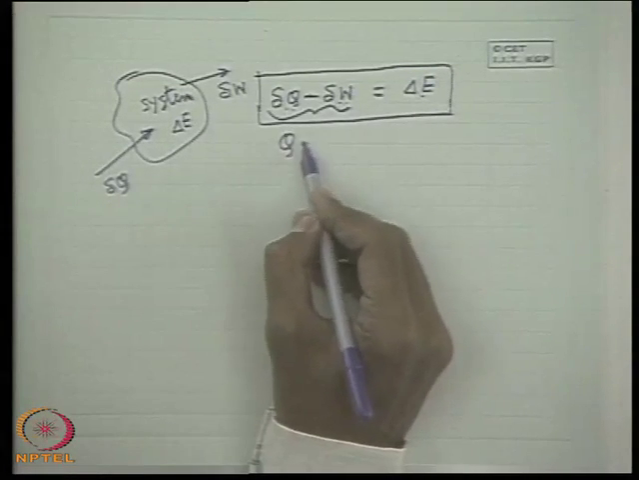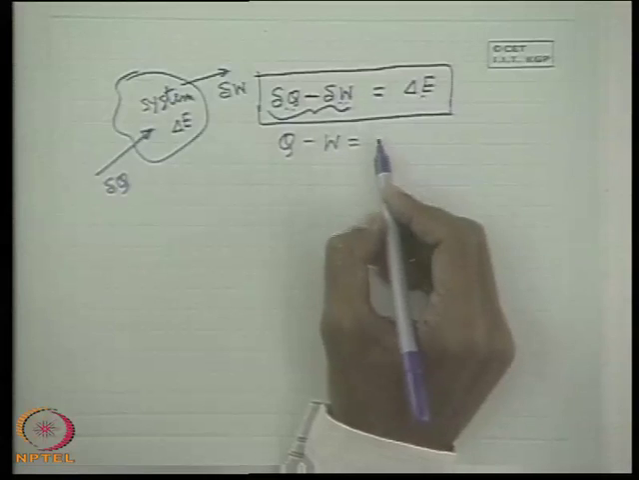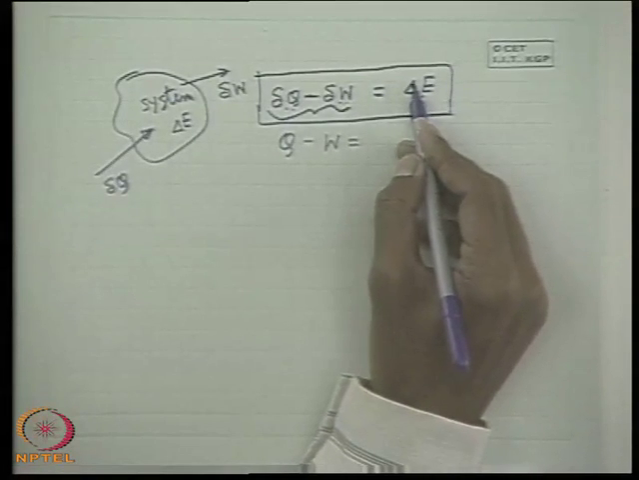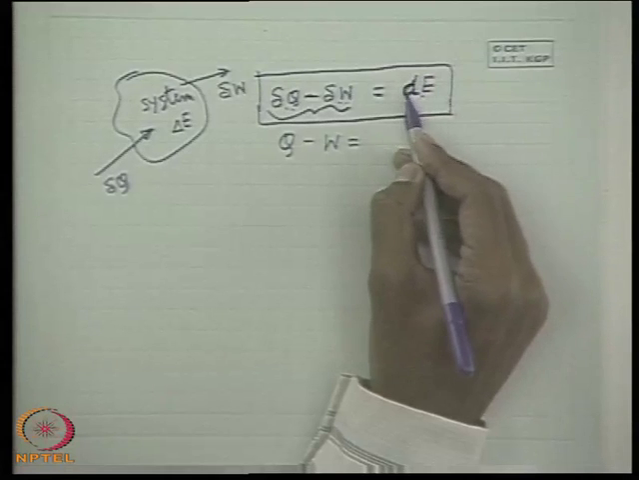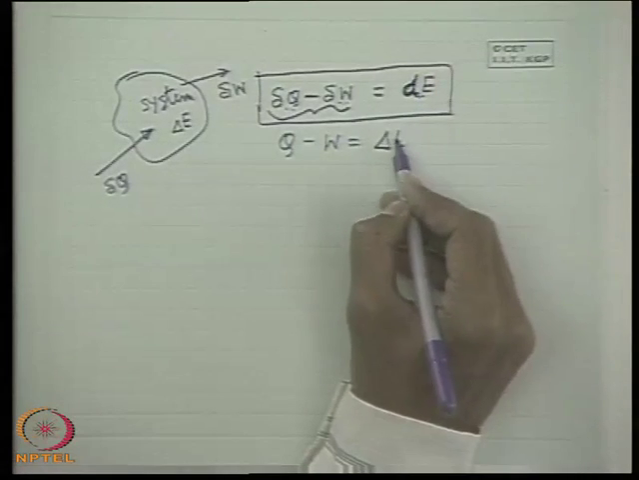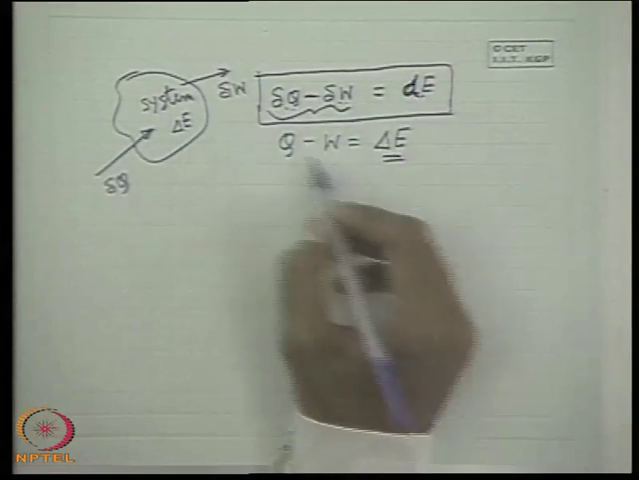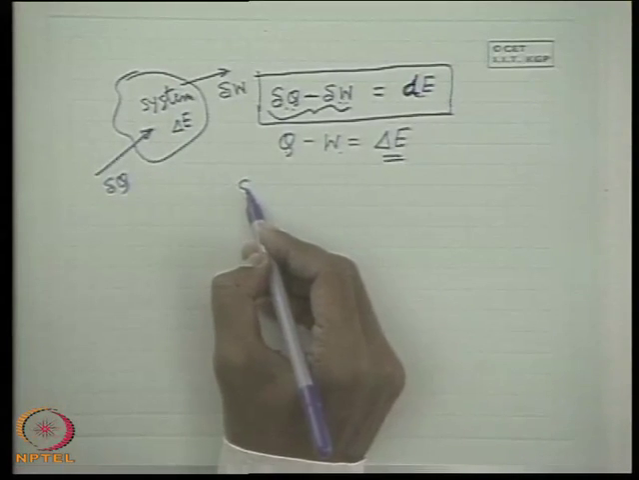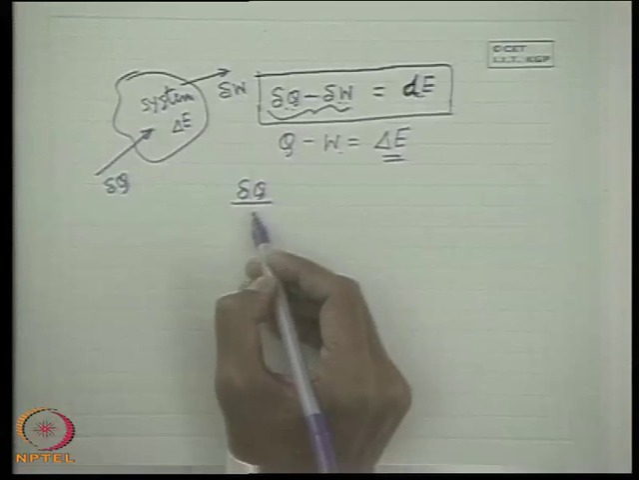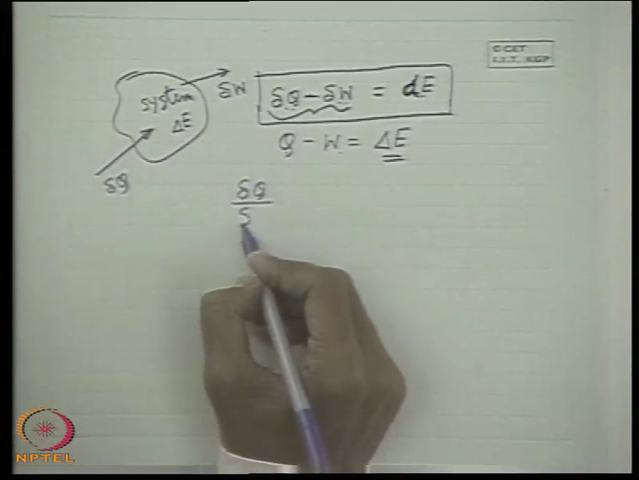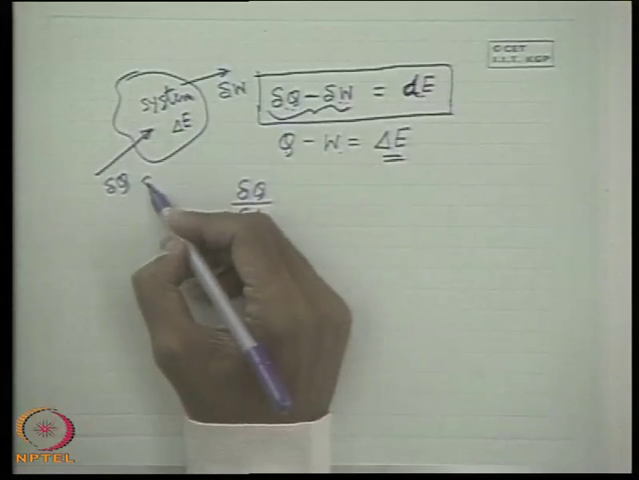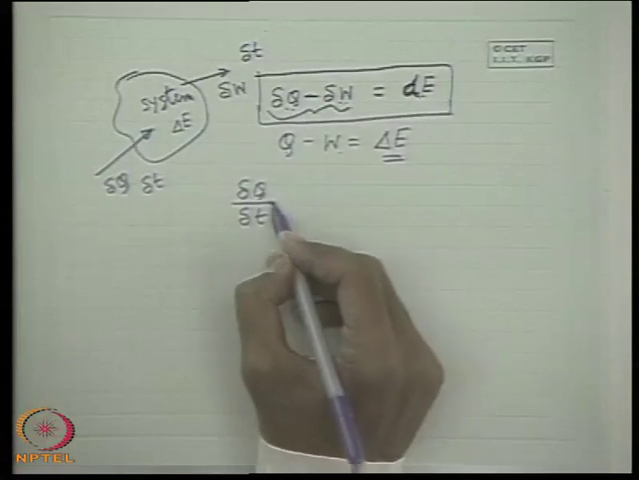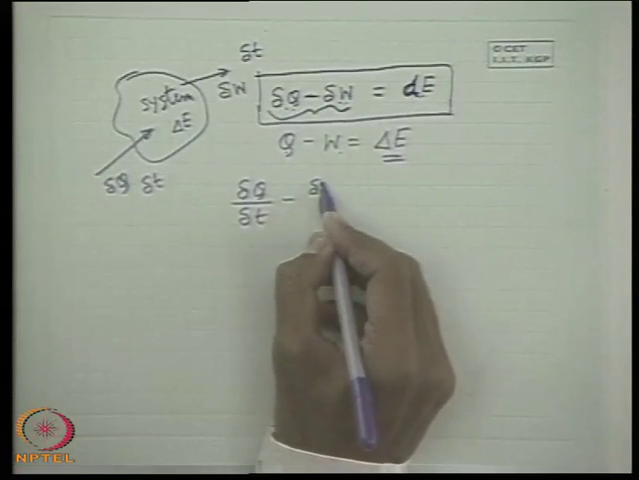For a finite process, this is the finite change delta E. For a differential expression, we call it dE, so Q minus W is dE. Now on a rate basis, we are more interested in the rate of change of Q with time. That means if delta Q is added for an interval of delta T and delta W for an interval of delta T, it is the rate of heat addition and this is the rate of work done.